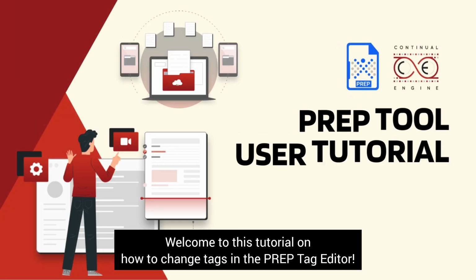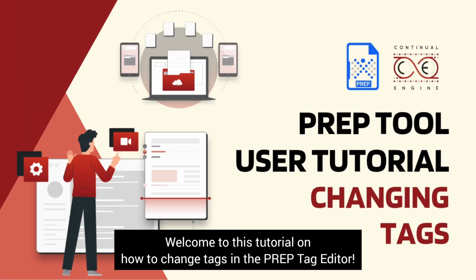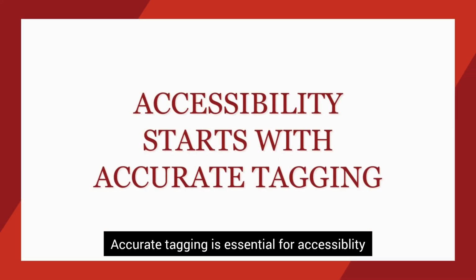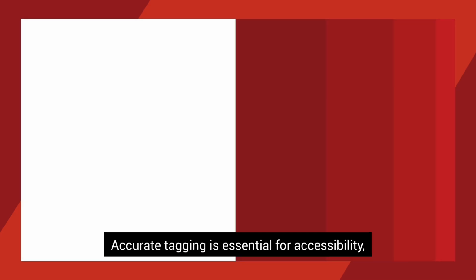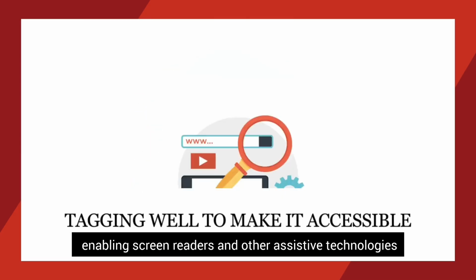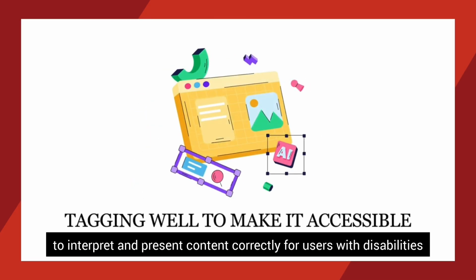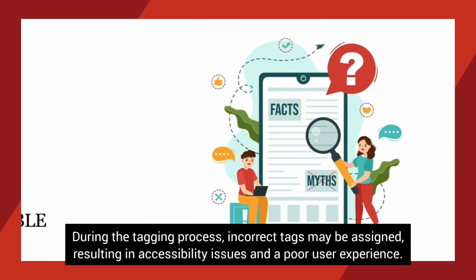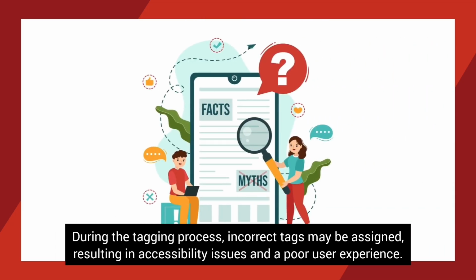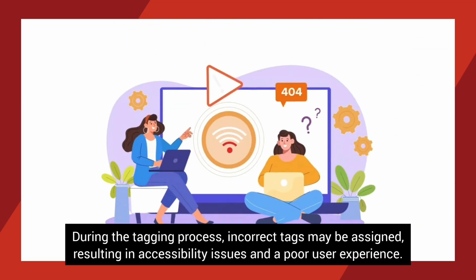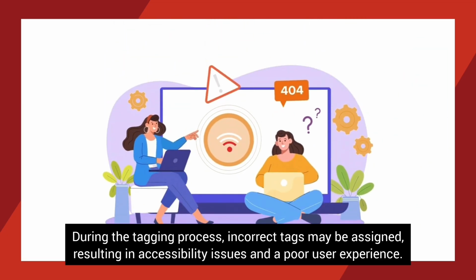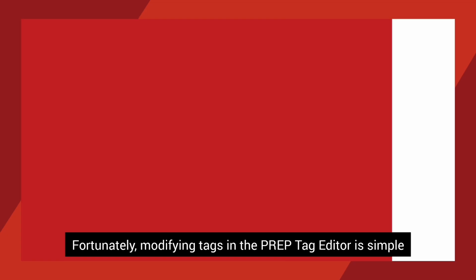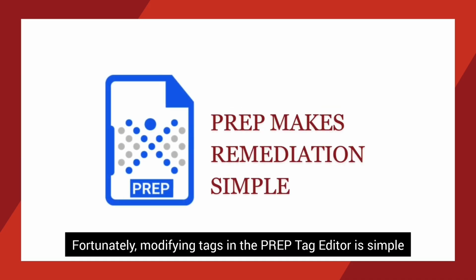Welcome to this tutorial on how to change tags in the Prep Tag Editor. Accurate tagging is essential for accessibility, enabling screen readers and other assistive technologies to interpret and present content correctly for users with disabilities. During the tagging process, incorrect tags may be assigned, resulting in accessibility issues and a poor user experience. Fortunately, modifying tags in the Prep Tag Editor is simple.